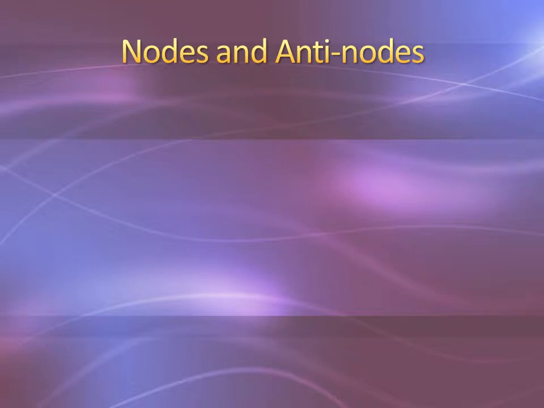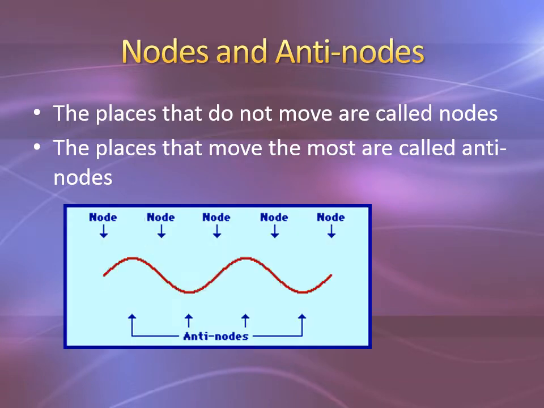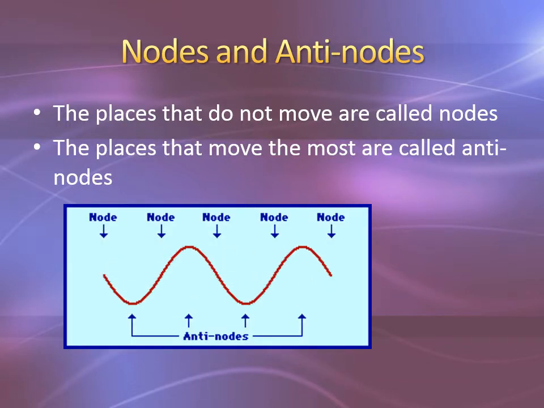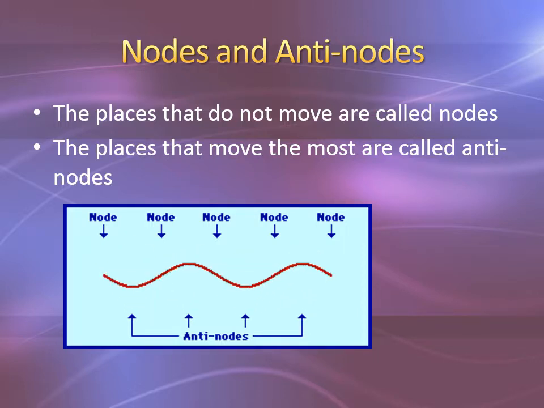Let's review nodes and antinodes. So the places that do not move are called nodes. The places that move the most are antinodes. All right, and so here's a picture of what those would look like in a standing wave. Notice here both ends are fixed.